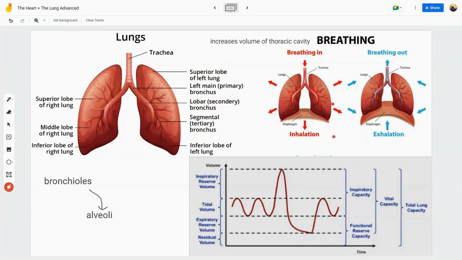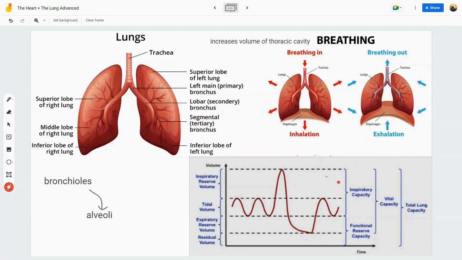Lung function measurements. Tidal volume. The volume of air in each breath, usually about half a liter for adults. Ventilation rate. The number of breaths per minute. For a healthy person at rest, this is around 15 breaths per minute.